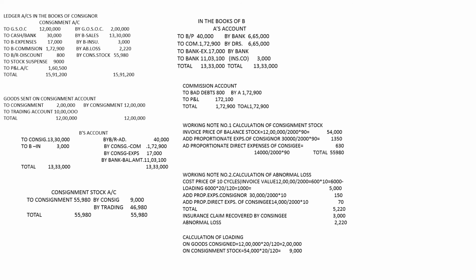Then commission account. On the credit side, by A 1,72,900. To bad debts 800, because they sold the goods for 4,000 and 3,200 they could recover. So to P&L 1,72,100, 1,72,900 both sides.